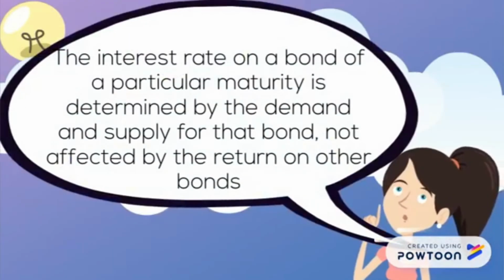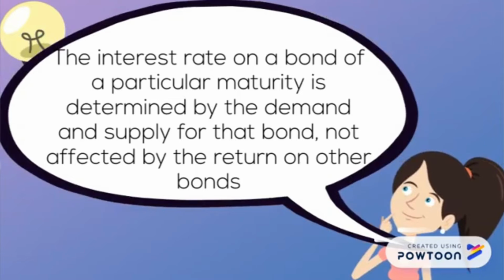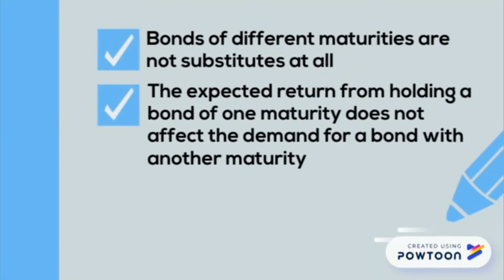The interest rate on a bond of a particular maturity is determined by the demand and supply for that bond, not affected by the return on other bonds. Two key assumptions under segmented markets theory. Bonds of different maturities are not substitutes at all. The expected return from holding a bond of one maturity does not affect the demand for a bond with another maturity.